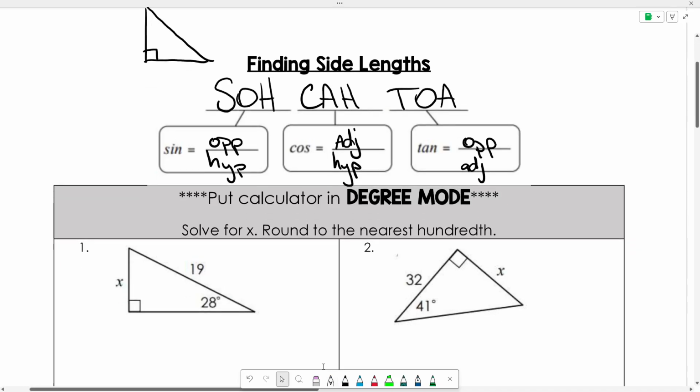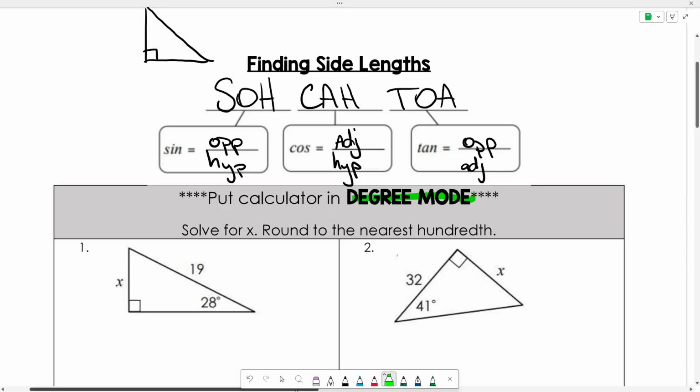First step we need to do, though, is make sure we have our calculator set in degree mode. No matter which calculator you use, whether it be one online or a handheld calculator, make sure that it's set for degree mode, because by default most calculators are set for what's called radians, and we are not going to be using radians. We're using degrees for our angle measurements.